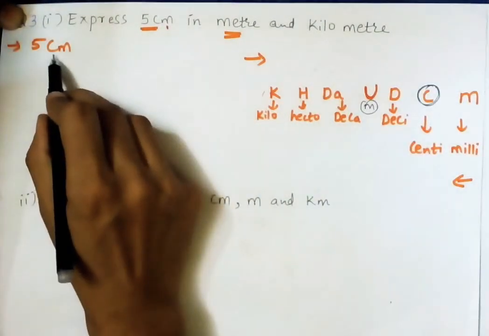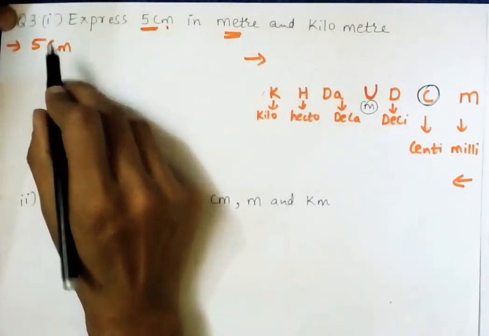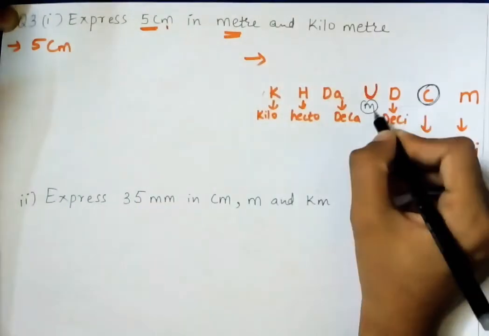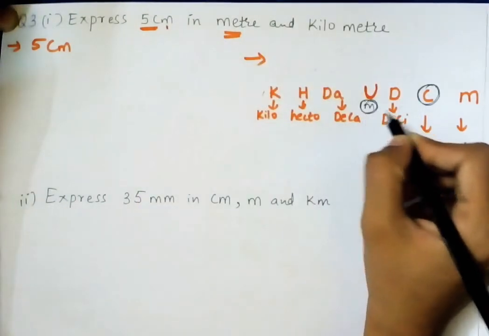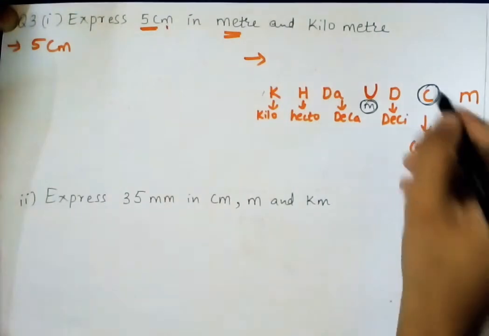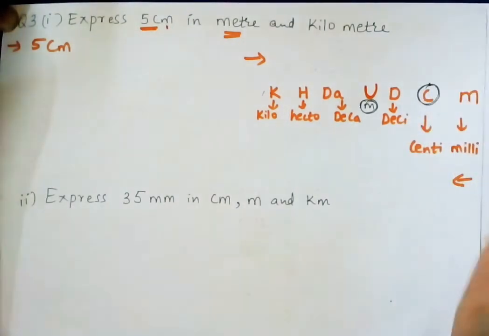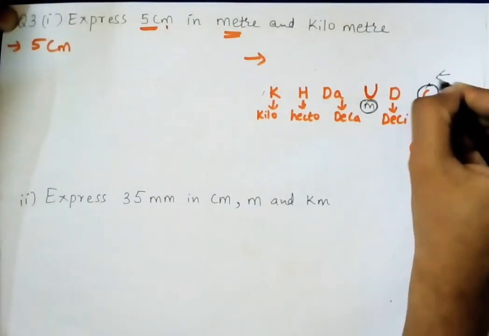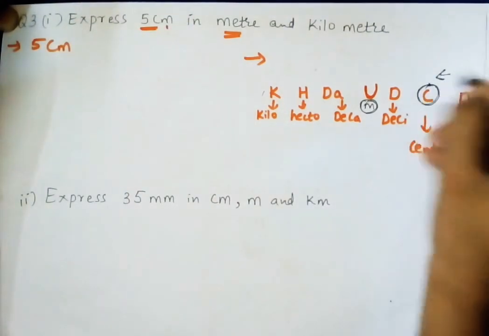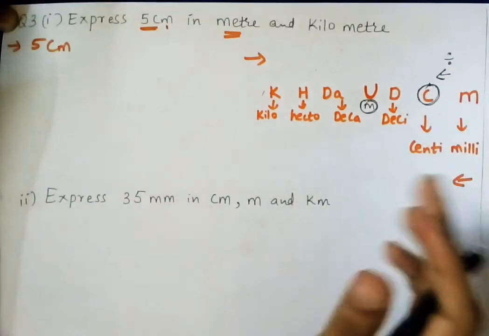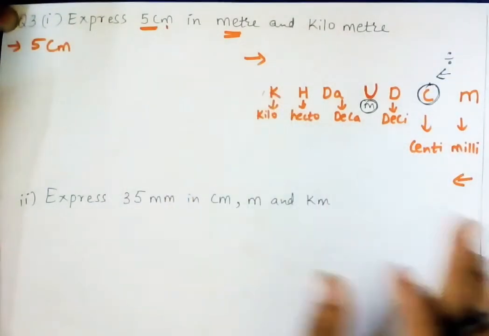So from centimeter we will start and we will convert to meter. Where will meter come? Meter will come in unit. From where are we starting? We are starting from centimeter, which means we are starting from this side, the back side. So whenever you start from this side, you will divide. And if you start from here, you will multiply.